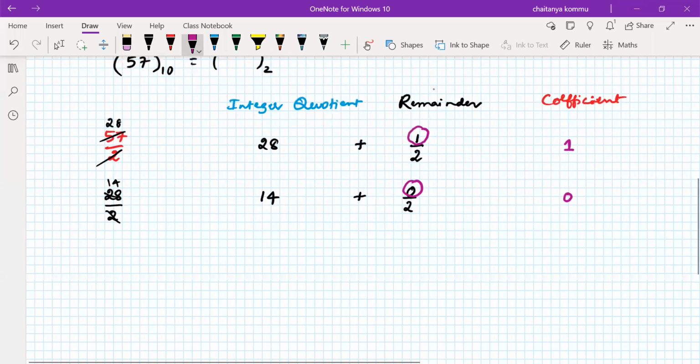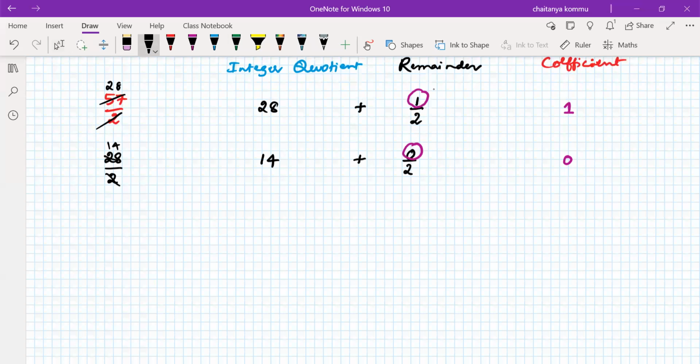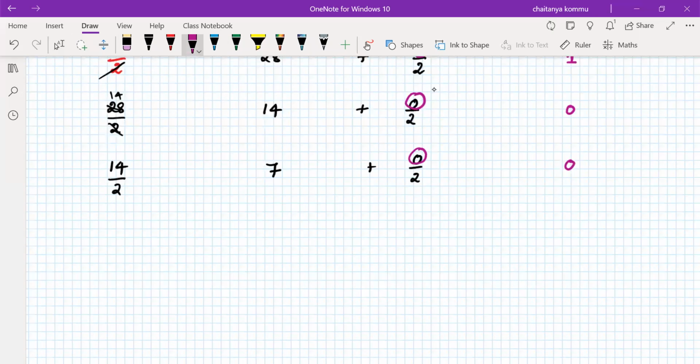Next, 14 is there. So 14 divided by 2. 2 7s, right? What is the remainder of this one? 0 by 2 only here also. What is the quotient here? 7. Now again, 7 by 2. What is the quotient value? 3, with remainder 1 by 2. Therefore 2 3s are 6, 6 plus 1 is 7. 7 by 2. So we got the quotient 3. Next again, 3 by 2. The quotient will be 1, right? The remainder is 1 by 2.